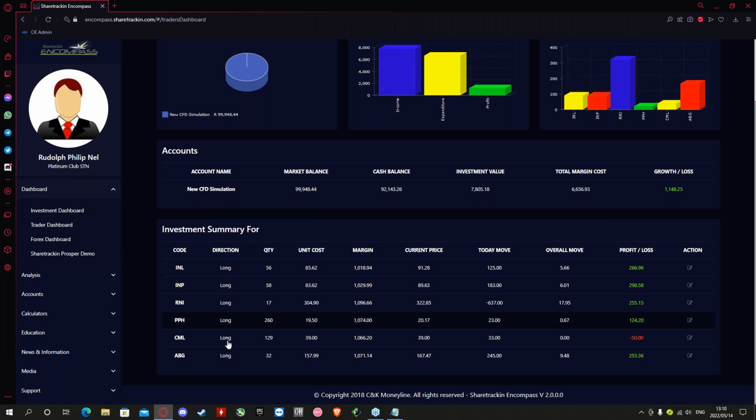So it will give you the code of the company, the direction, so long and short. That's another thing that you must get used to: with an equity you can only trade one direction, that's up. We call it a long.